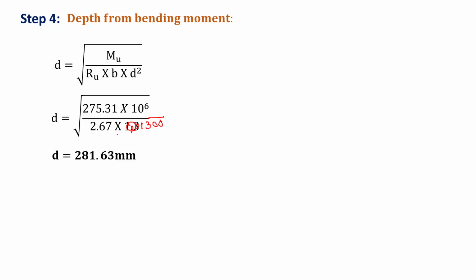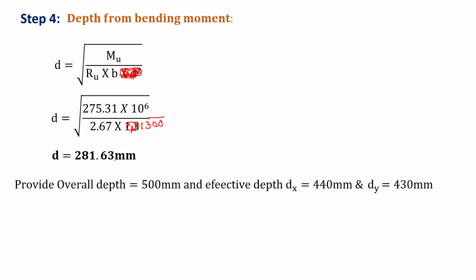So 2.61 into B, D square should not be there. It is Mu upon Ru into B, and in y direction this B will be 3500. So this automatically comes less. So we have taken 281.63. Then we have provided overall depth 500 mm, effective depth as 440 millimeter. Dy becomes 430, assuming 10 millimeter diameter bars.